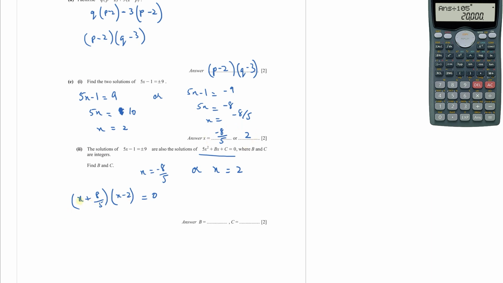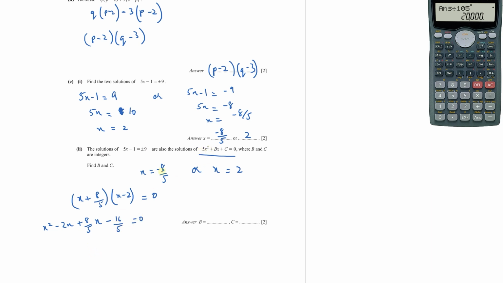Now I can expand these, like open the brackets, write it in this form, and then compare the two equations to find the value of b and c. So if I expand this, I will multiply this x with this. I will get x square minus 2x, and then plus 8 over 5x, and then minus this 8 over 5 multiplied by this minus 2 will give me minus 16 over 5 equals 0.